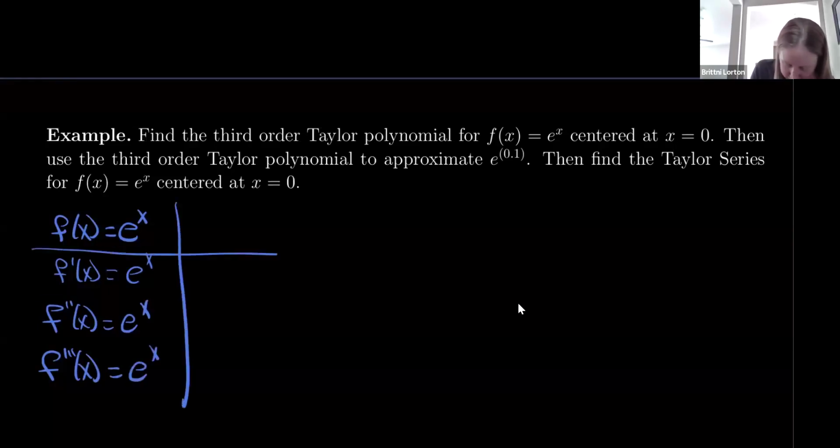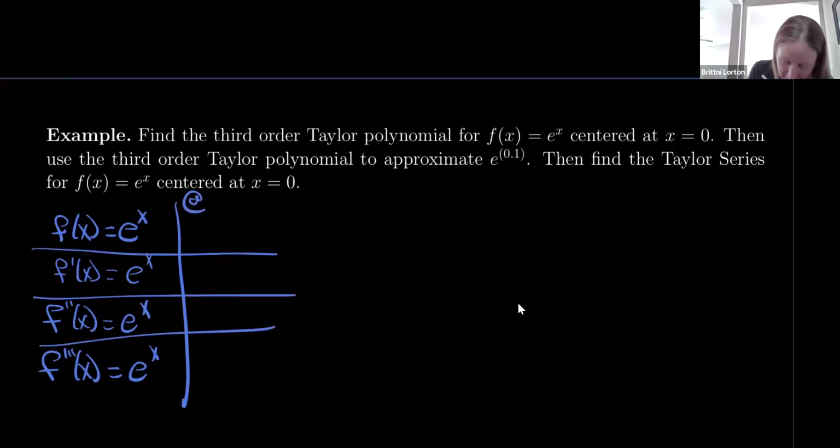All right, and then I'm going to plug in the values. Where are we at here? Centered at, my center is 0 here. So I plug in 0, e to the 0 is 1. E to the 0 is 1, e to the 0 is 1, e to the 0 is 1.